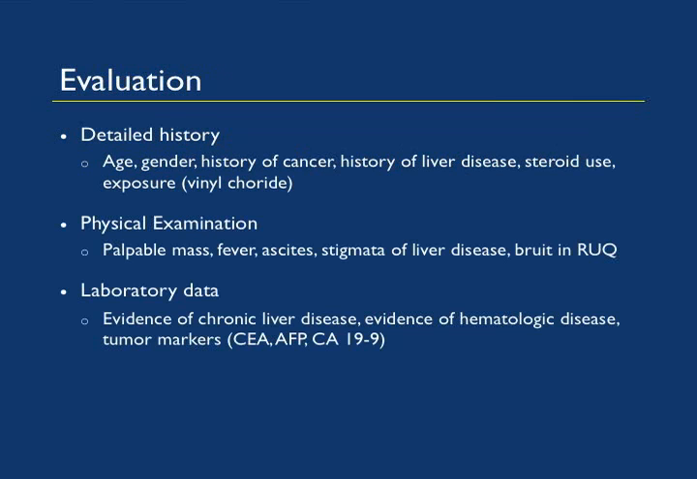When we have a liver mass, one of the important things that we have to do is a careful history, specifically the age, gender, history of cancer, steroid use, or different exposures such as vinyl chloride. We also need to do a physical exam in order to know if there's a palpable mass, fever, ascites, stigmata of chronic liver disease, or a bruit in the right upper quadrant. And then we need laboratory data that will help us determine if the patient has chronic liver disease, tumor markers, and so on. So that's the most important thing to do when we encounter a patient with a liver mass.